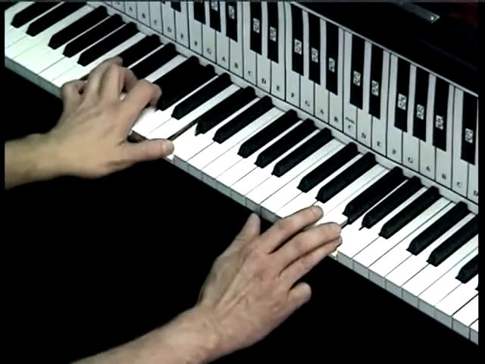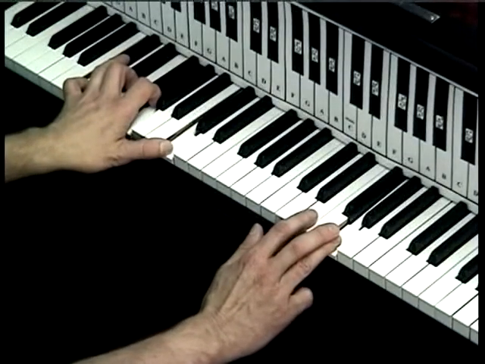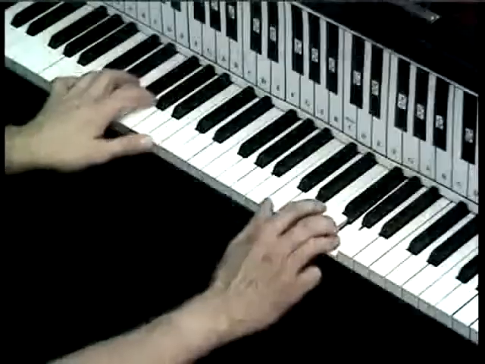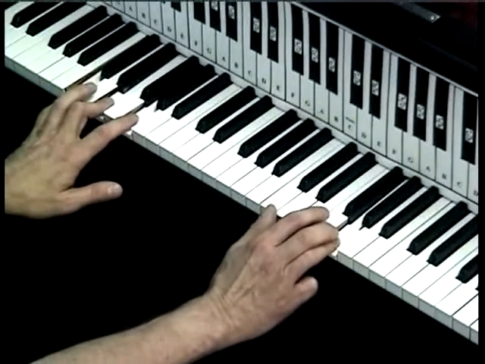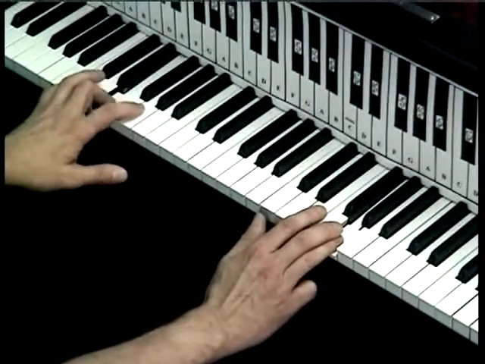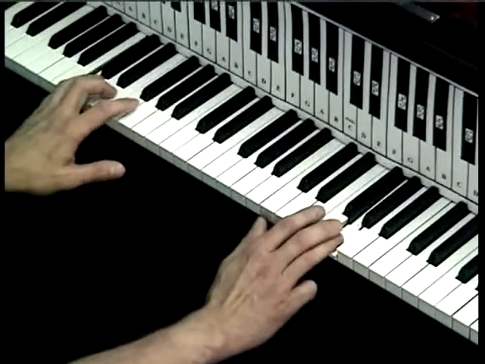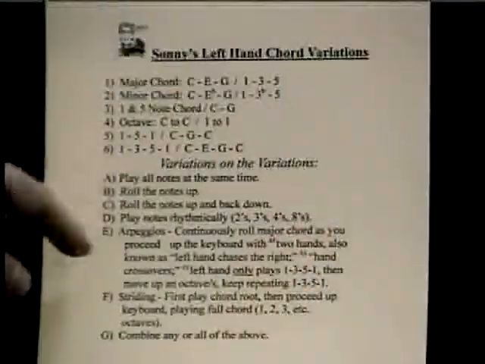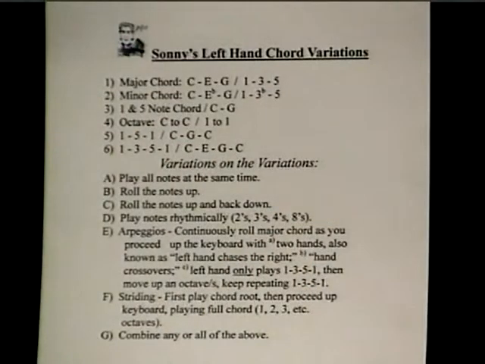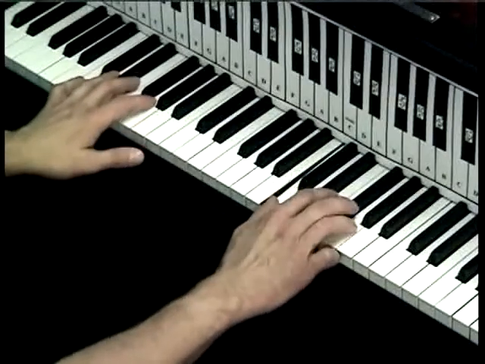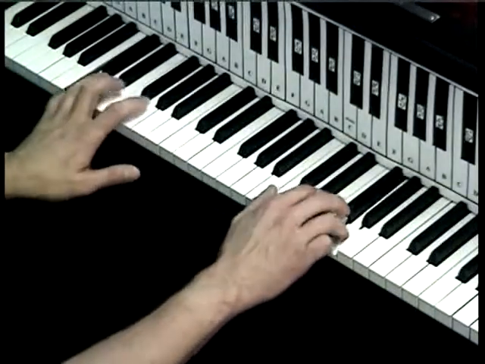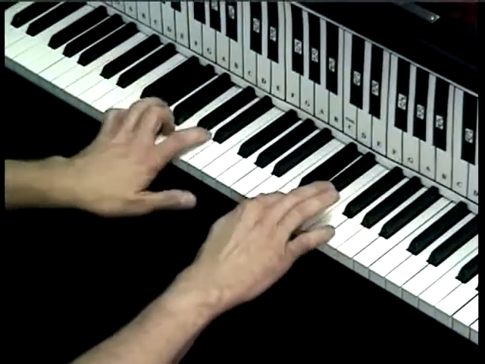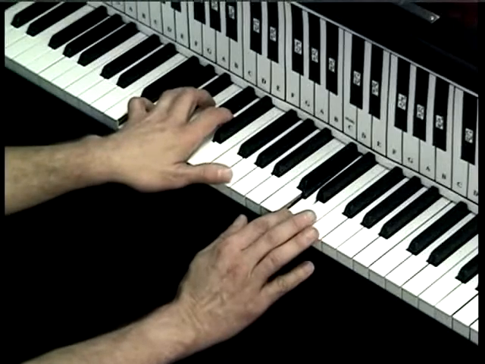All right? Now, we could also roll the notes up and back down. So let's say we were doing the C, E, G, we can go. Okay? And again, it applies to all the different ways that you can play the C chord. With the 1, 3, 5 one, we can go. Stuff like that. All right?